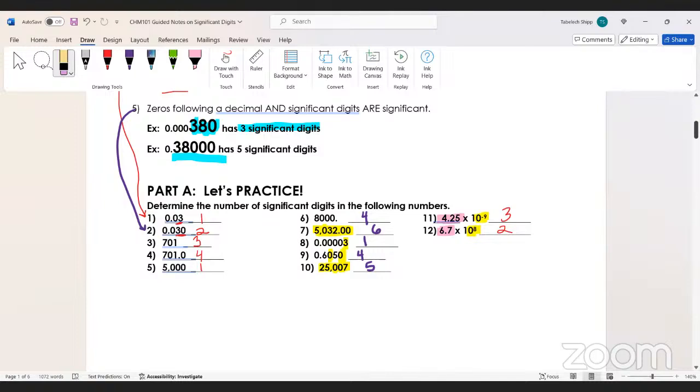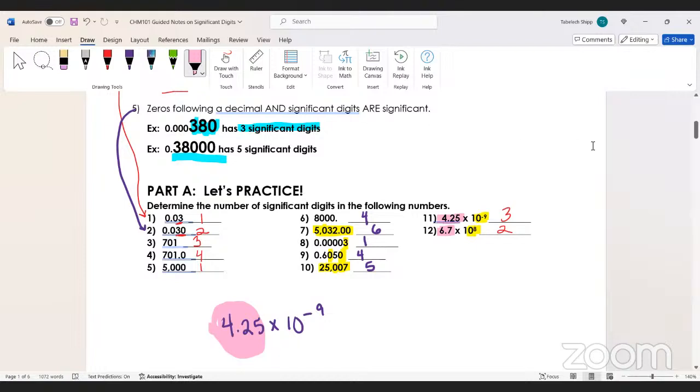So with that number, anytime you have an exponent, let me write it right here. It was 4.25 times 10 to the negative ninth power, okay? Regardless of this being in exponent fashion, you only look at the base number, okay? The 4.25 is what you go by. So in this particular case, you have 3 significant digits, the 4, the 2, and the 5.